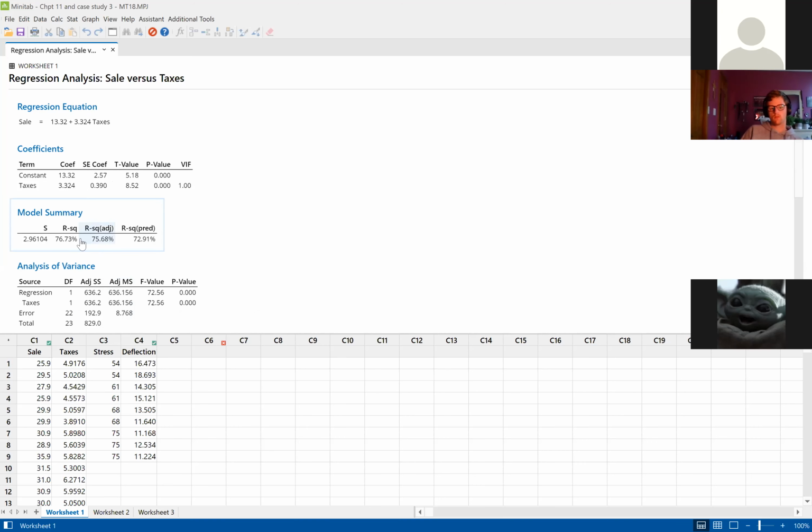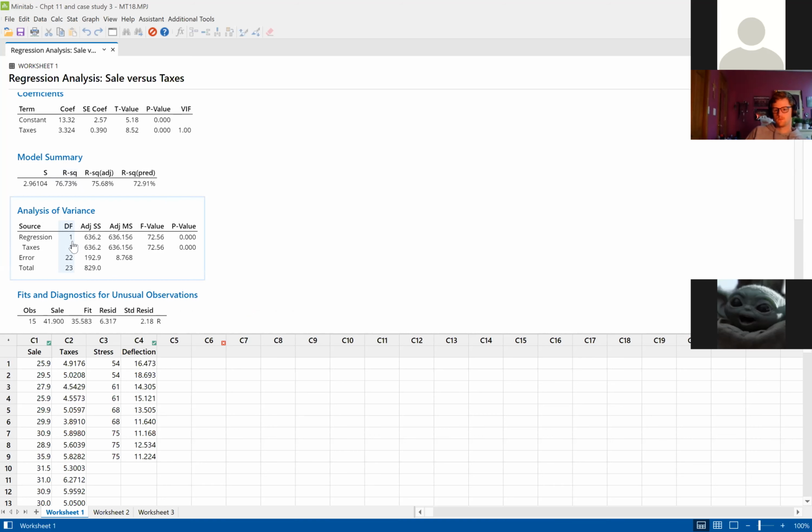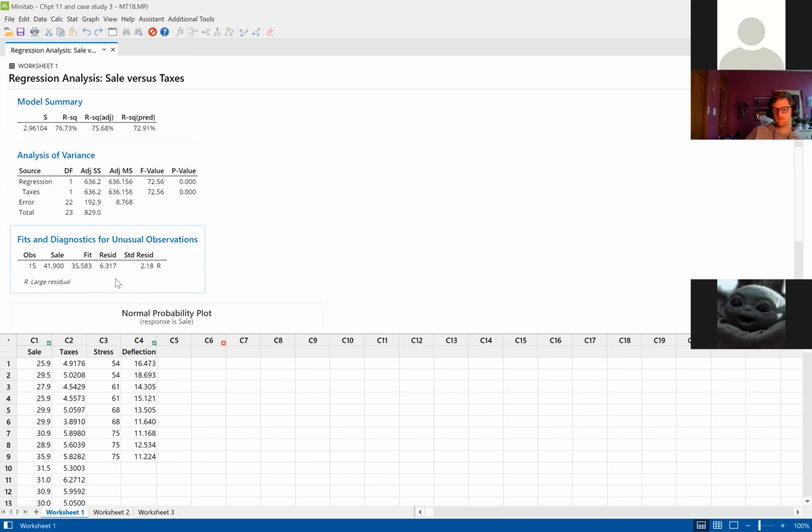The R squared value is showing how often my regression equation aligns with my raw data. That's what that's showing me there. And then the final thing Minitab gives you, and this is an interesting point, is that it'll pull out specific observations that don't fit with the rest of the model. And that's what this bottom box is.